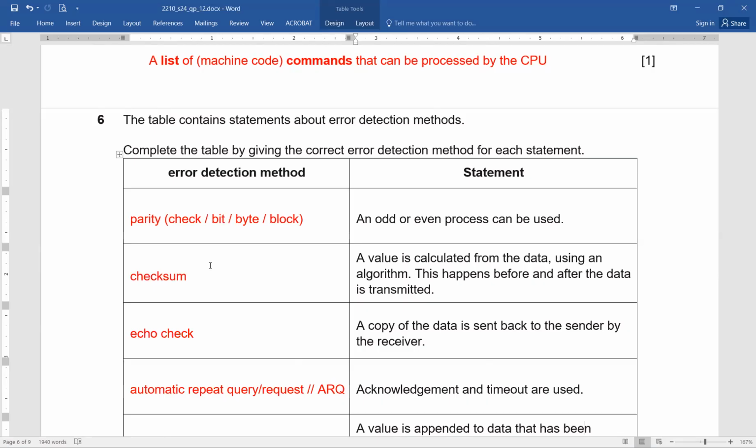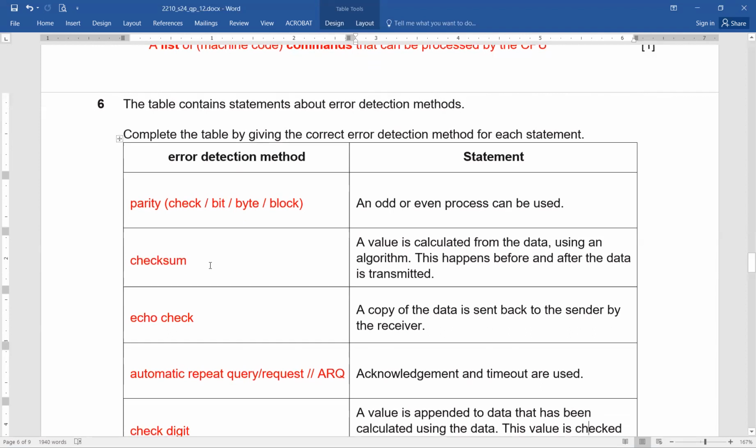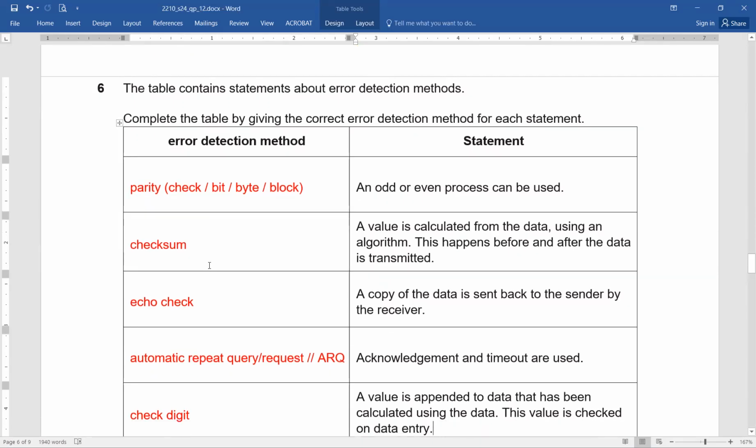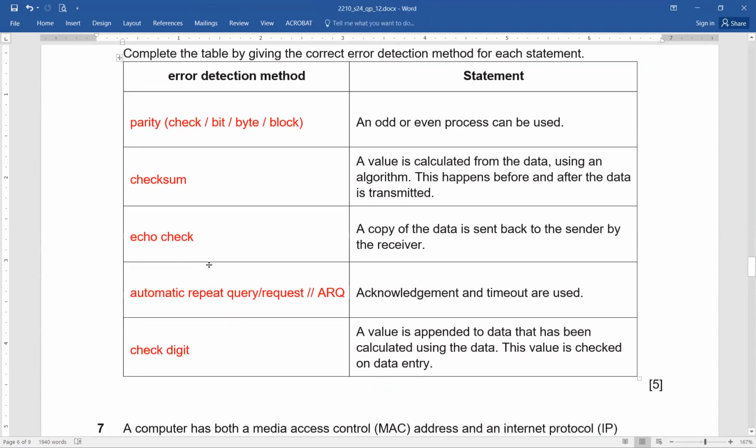So that is ARQ. Now, the last one: a value is appended to data that has been calculated using the data. The value is checked on data entry. It is check digit. So these all are your error detection methods, which you have learned in class. And here they're asked. If you have actually revised the way we have learned, you'll be able to answer a question no matter how they ask you in the examination. Just be very confident about your learning, and in this manner, 5 marks are yours.